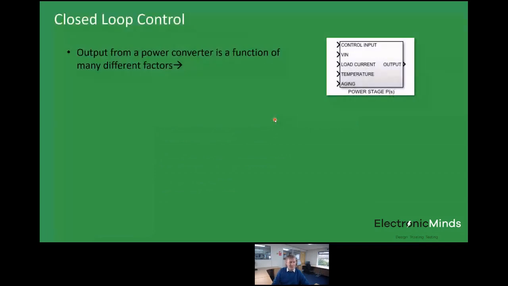So firstly, if you think of a power converter as essentially a block that has an output, it might be an output current, it might be an output voltage. That output current or voltage is a function of many possible different factors. It's a function of your control demand, it's potentially a function of your input voltage, it's potentially a function of load current, temperature, and even as components age, the power stage behavior will change. So we're going to be modeling the power converter as possibly having multiple effects of all sorts of different things.